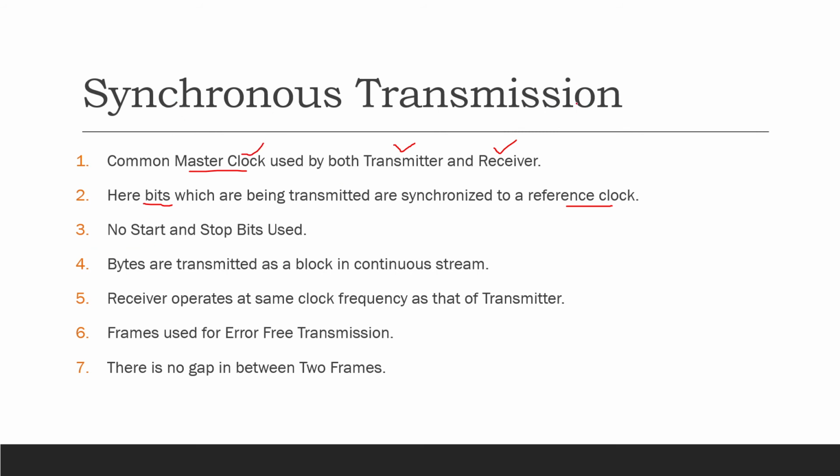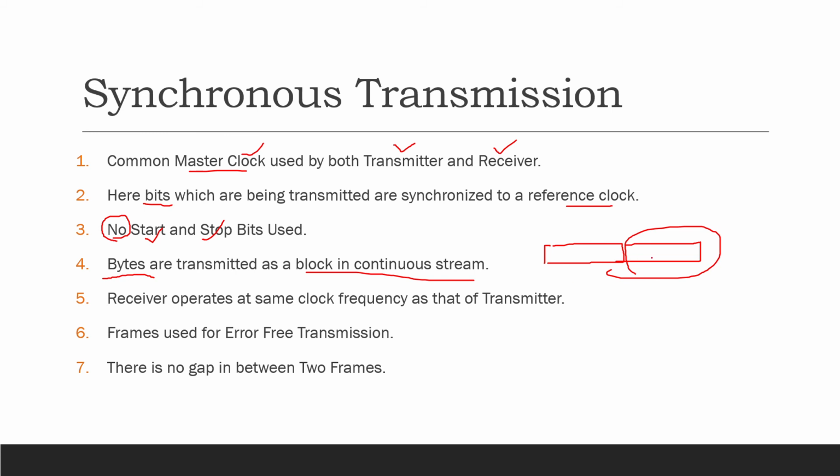As synchronization is there, there is no need for any start bit or stop bit. Also, bytes are transmitted as a block in a continuous stream. For example, 8 bits of information are stored in this block. Again, one more 8 bits of information are stored in this other block. So such kinds of blocks are there. A continuous block stream is utilized to transmit the signal over the cable.